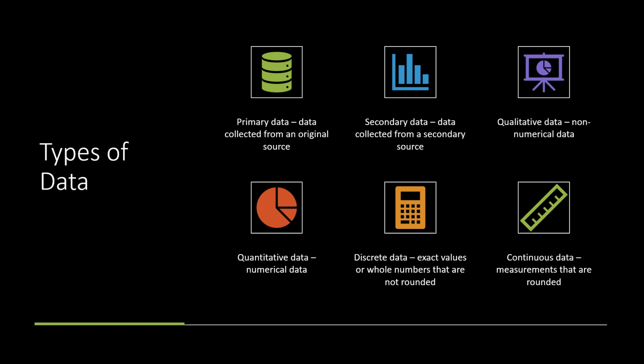So there are different types of data. Primarily, data can be subdivided into different categories, but you can have what's called primary data. So that's data that's collected from the original source. And then you can have secondary data. So that's data that's collected from a secondary source, meaning not directly by the researcher. You can also classify data into qualitative, so that's non-numerical data, or quantitative data, so that's numerical data. And quantitative data can further be subdivided into discrete data, so that's exact values or whole numbers that are not rounded, or continuous data, that is measurements that can be rounded.